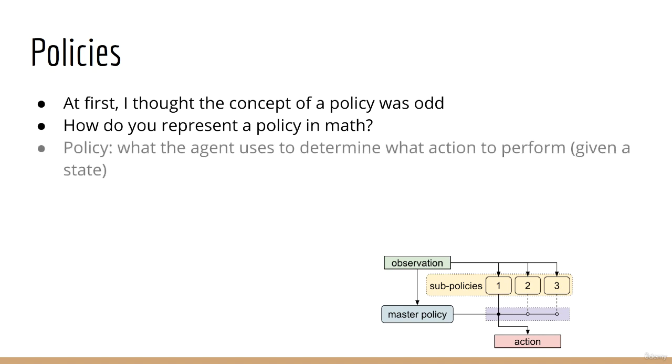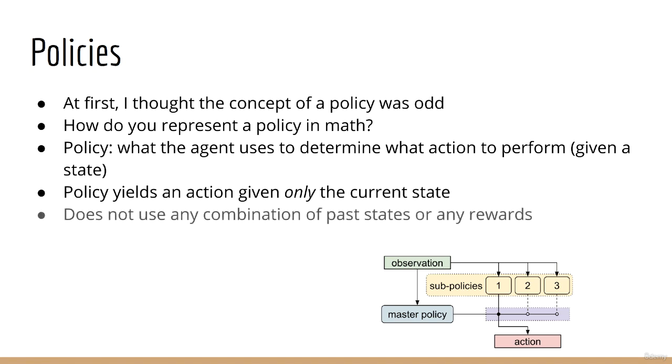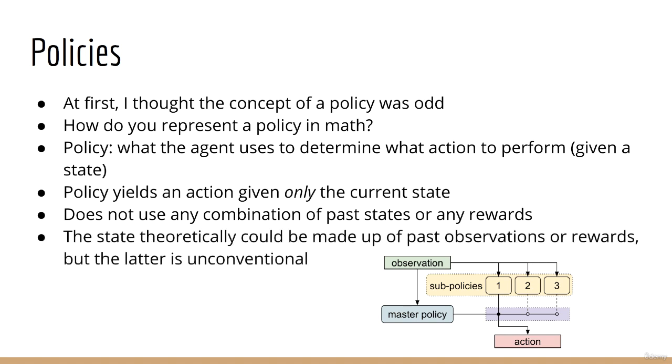The policy is what the agent uses to determine what action to perform given a state. It's important to keep in mind that the policy yields an action using only the current state. It doesn't use any combination of the current state and previous states, and it doesn't use any information about rewards. Technically, as I mentioned earlier, the state may be made up of multiple observations, and that may also include the reward, although that is unconventional. But strictly speaking, the policy will yield an action using only the current state.